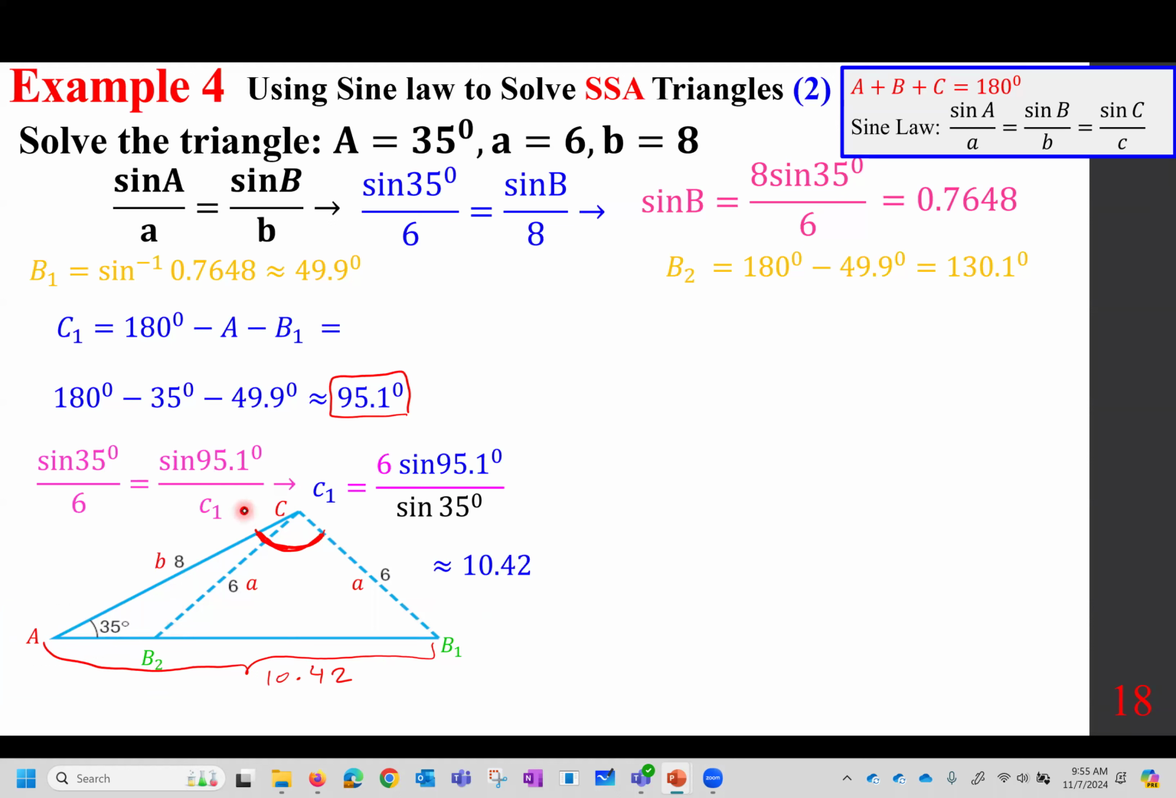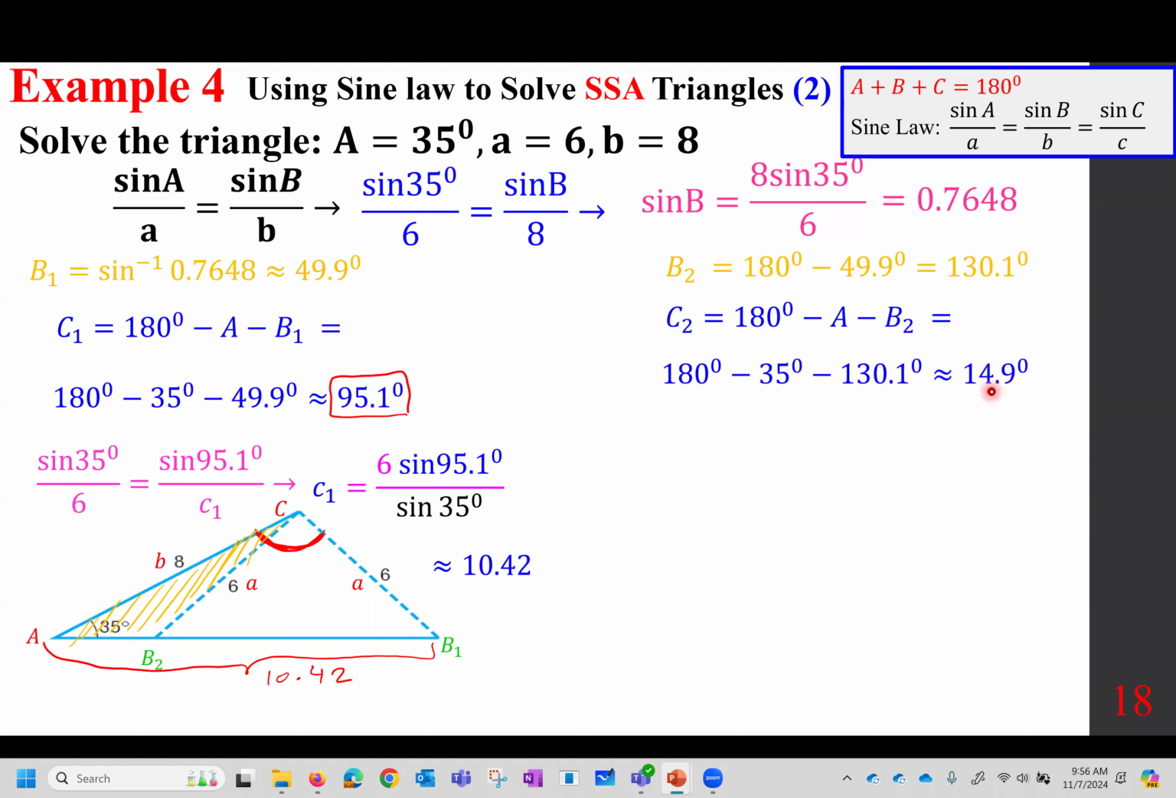Now we are going to look at this small one. We are going to look at this one, everybody. So we go here and we say, okay, well, we can find the angle: add these two, subtract from 180. So 180 minus A minus B2 means 180 minus 35 minus 130.1.